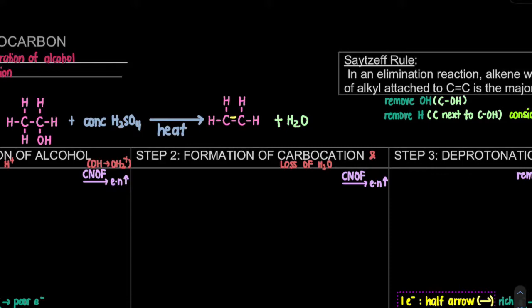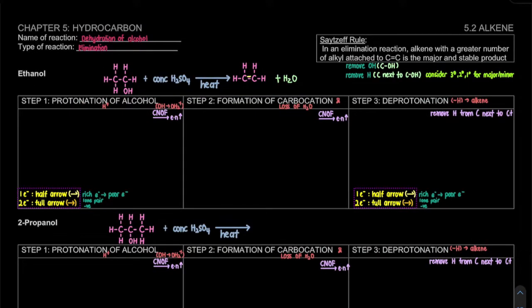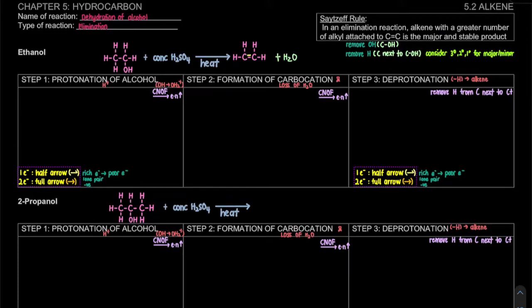Next, what we're going to look at is actually the mechanism. For the dehydration of alcohol, there are 3 steps. The same as the free radical substitution and the halogenation of alkene, which had initiation, propagation, termination. But for the dehydration of alcohol, it's enough for you to write down step 1, step 2, step 3.